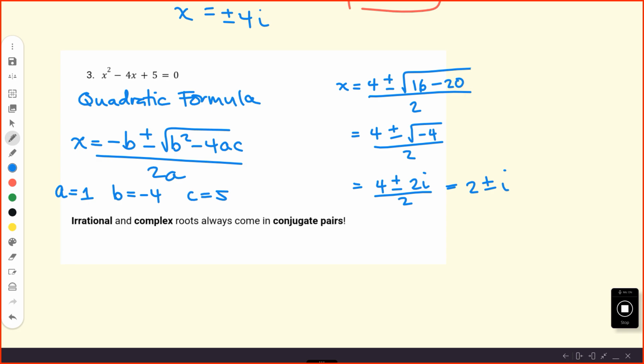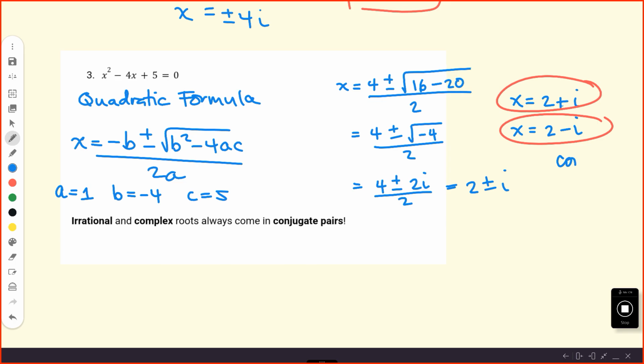Therefore, your answers are 2, and if we take the plus, the positive version, 2 plus i, and the second one is 2 minus i. If you put plus and minus, that's fine. But I'm just showing you there are 2 roots, 2 plus i and 2 minus i. Any questions? Again, these are your imaginary, or say complex, conjugates.